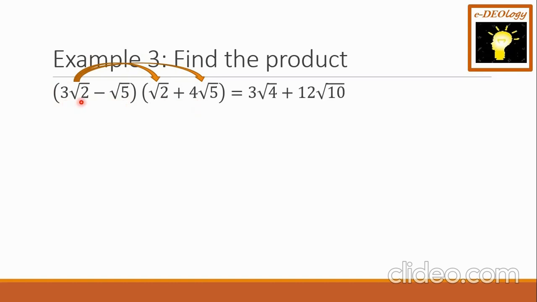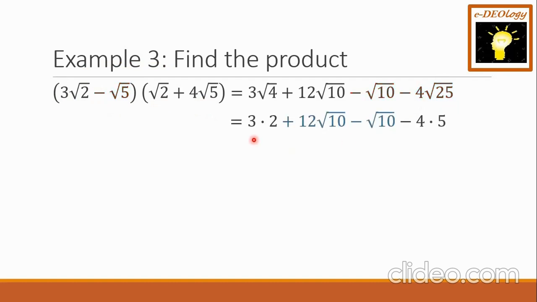The 3 square root of 2 is multiplied to this square root of 2. We will get this 3 square root of 4. Next, the 3 square root of 2 times 4 square root of 5. We will get this 12 square root of 10. Now for the second term, I will multiply this negative square root of 5 to square root of 2. I will get this negative square root of 10. The negative square root of 5 times 4 square root of 5 will have this negative 4 square root of 25.